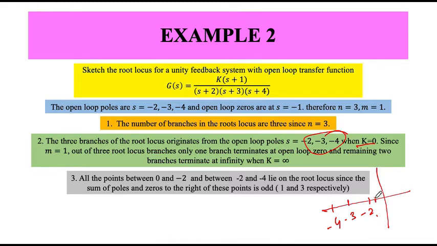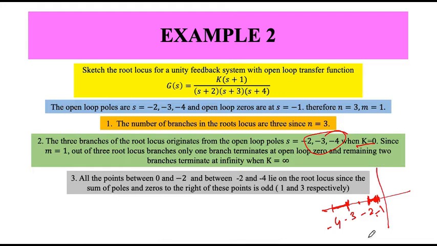At -1, I am having my zero. So let's start here. There is nothing here, so this would not come under the root locus. If I am in between -1 and -2, this part will be under the root locus. Again, on the right side of that, I am having 1 pole and 1 zero, so this is not in the root locus, while this part is under the root locus. So this is the part of the root locus.